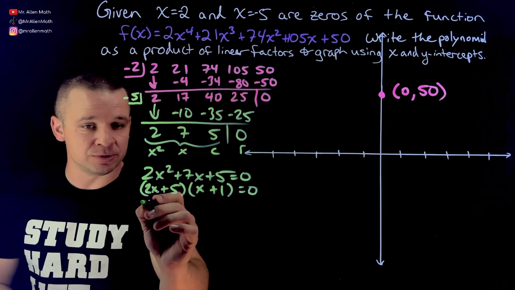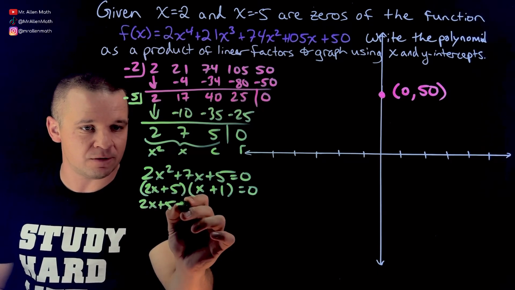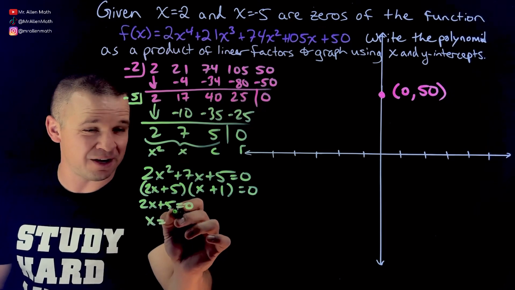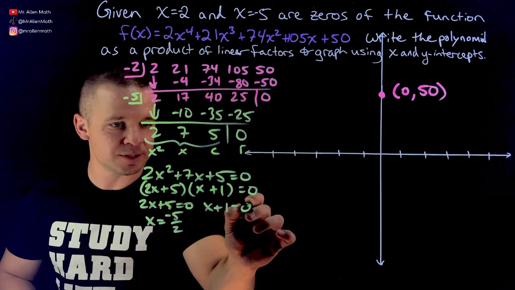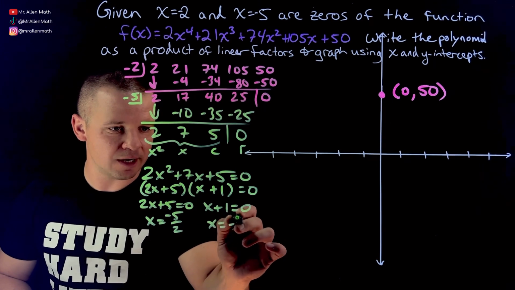Now I can set these equal to 0. 2x plus 5 equals 0. That's going to be x equals -5 halves, or -2.5. And over here, x plus 1 equals 0. Well, that's just going to be x equals -1.